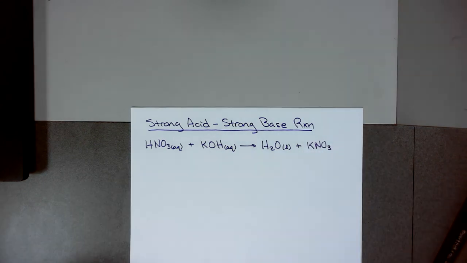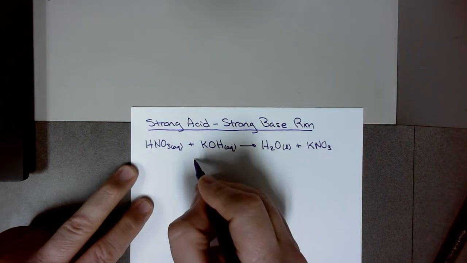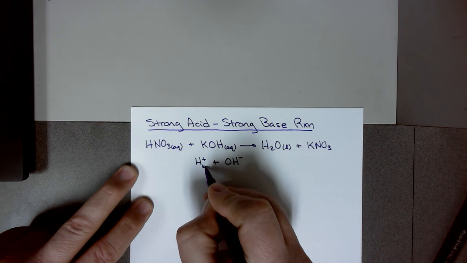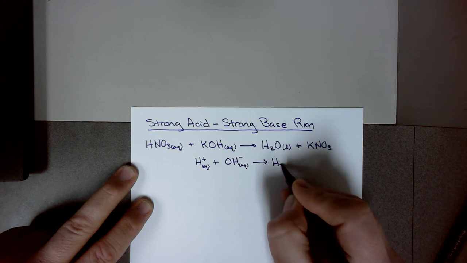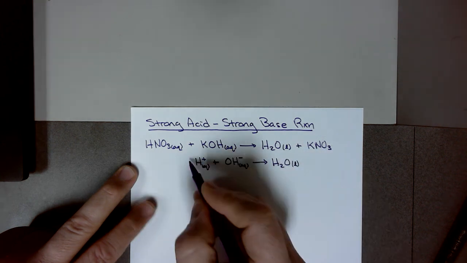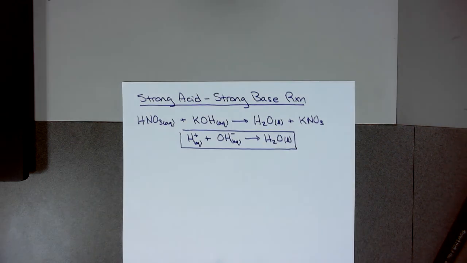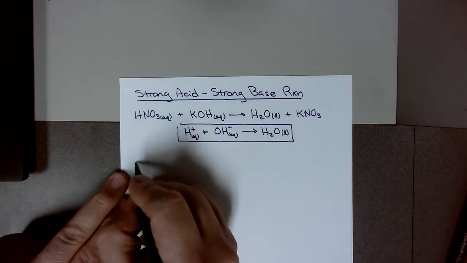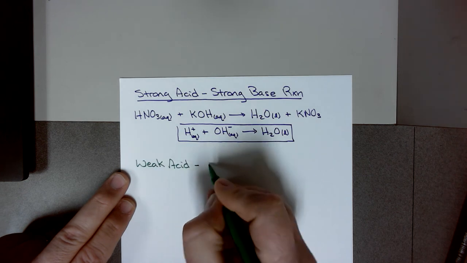Okay, and our net ionic is always, for strong acid, strong base, our net ionic is going to be H plus and OH minus, both of these aqueous, producing water, H2O liquid. Always the same net ionic when you have a strong acid, strong base. But I want to review, because I know this is in the homework, let's look at the weak acid, strong base reaction.